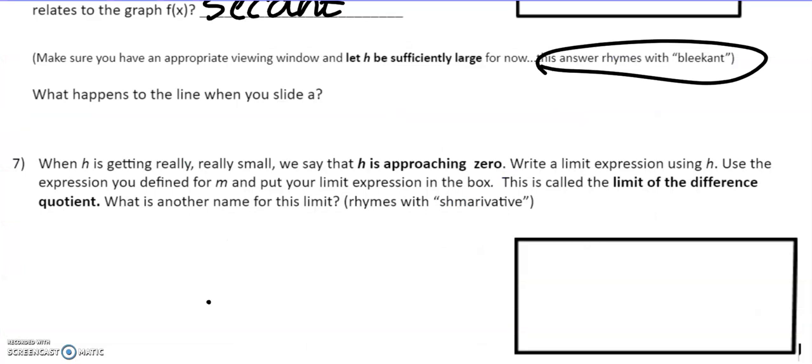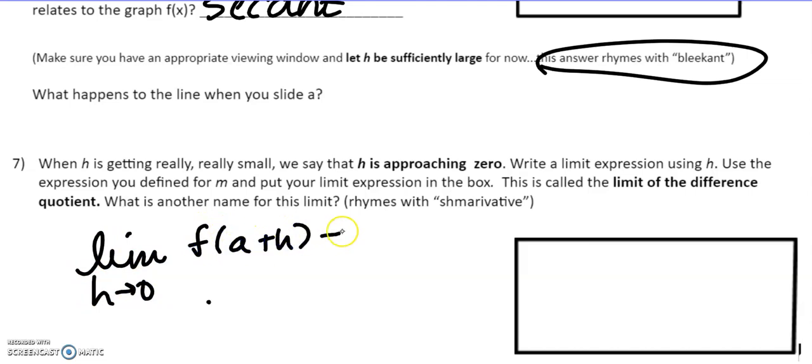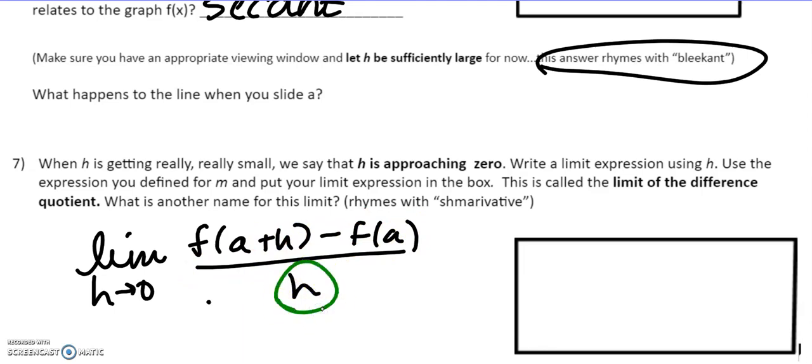So, next thing then says when h gets really, really small, we say that h is approaching 0. So we know that h can't actually get to 0 because then our denominator is 0. So we would say the limit as h goes to 0 of f of a plus h minus f of a all over h will allow this distance to get smaller and smaller until eventually our secant line turns into our tangent line, and the slope of that tangent line rhymes with schmerivative. It is derivative.